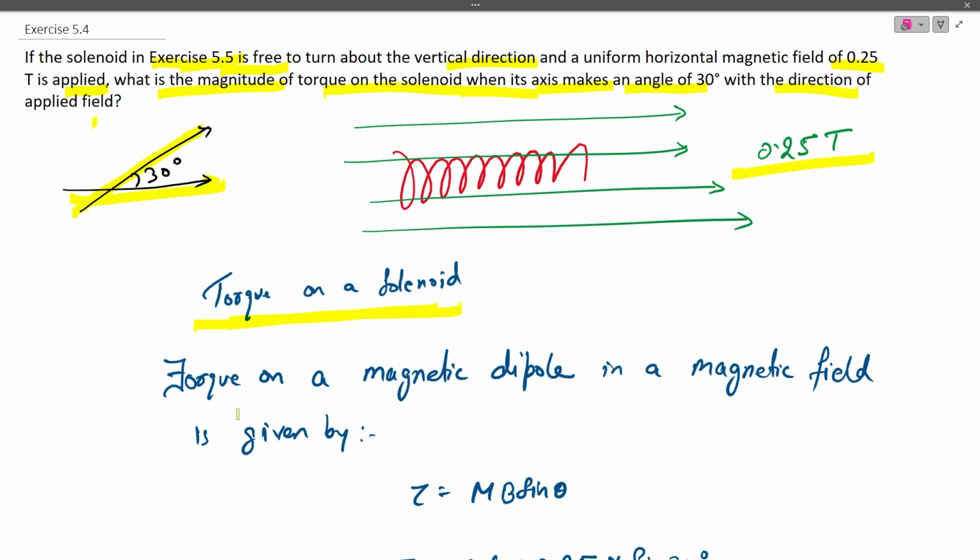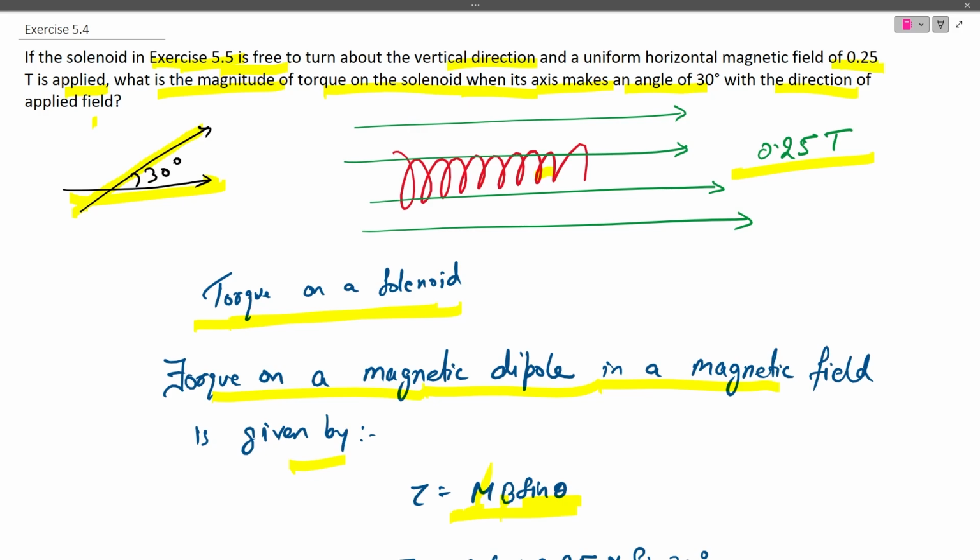Now we know that torque on a magnetic dipole in the magnetic field is given by tau equals mB sine theta, where m is the magnetic dipole moment. Now here the solenoid will act as a magnetic dipole with the given magnetic dipole moment, and B is the magnitude of the magnetic field, that is 0.25 Tesla, and sine theta, where theta is the angle between the solenoid axis or the magnetic dipole and the external magnetic field.